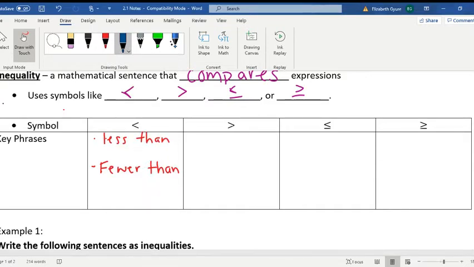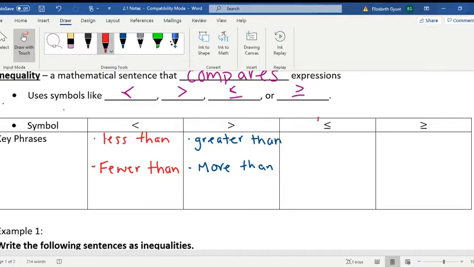Okay. What does the next symbol mean? Greater than. Another word we can use instead of greater, like we used fewer, is more. If I say more than. You have to be greater than 15 years old, or you have to be more than 15 years old, would mean the same thing.